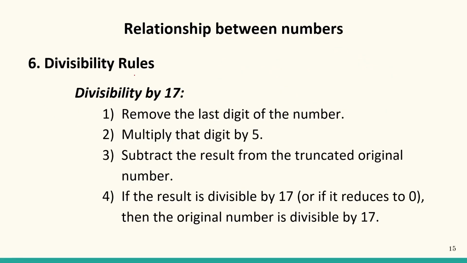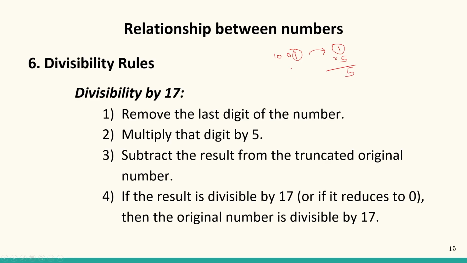So let's check the divisibility rule for 17. There are 4 steps involved in this. What we need to do is remove the last digit of the number, and then multiply the digit by 5. First, let's say we have 1001. This is a number. So we remove this last digit. What we got was 1. Then we multiply it by 5. So what we are left with is 5.